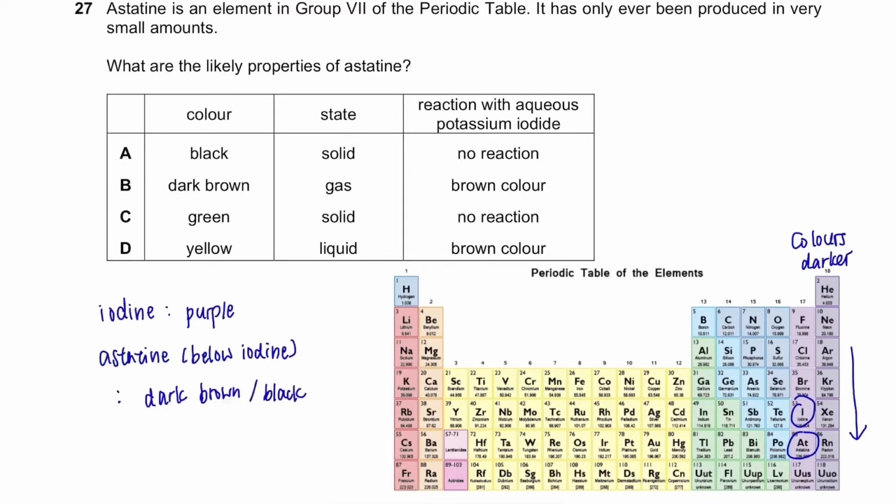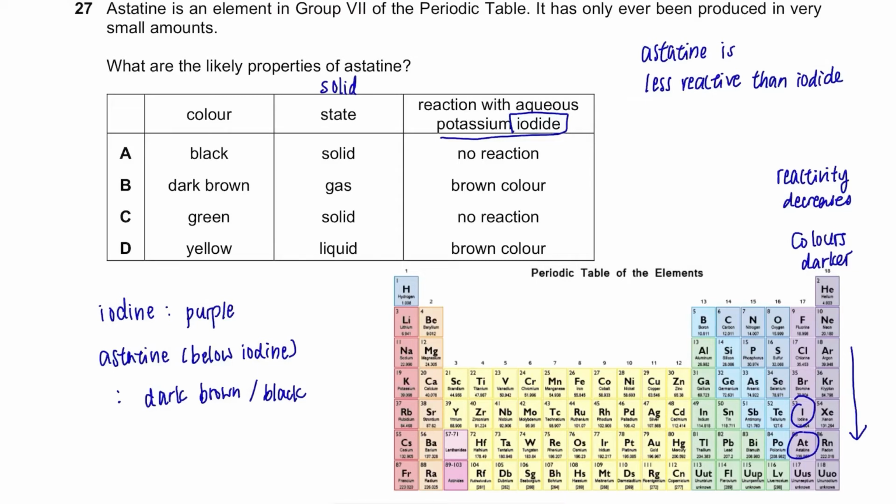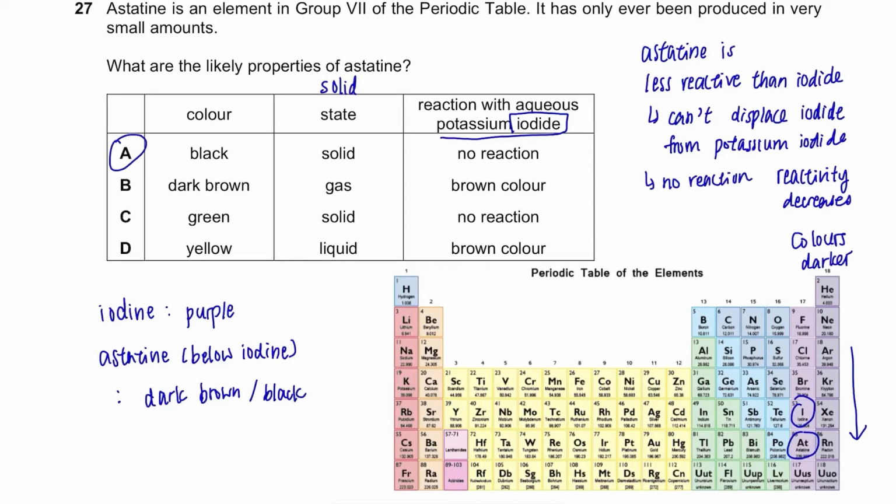So the color should be either dark brown or black because iodine is purple and astatine should have a darker color than purple. For its state, it is actually solid, and you'll know this if you have come across this element before. But it's okay if you don't know that. We can move on to the next column to decide. Reaction with aqueous potassium iodide. Since the reactivity decreases down the group for group 7, astatine is less reactive than iodine. Therefore, it is not able to displace iodide from potassium iodide, and there will be no reaction. In that case, A is the right answer.